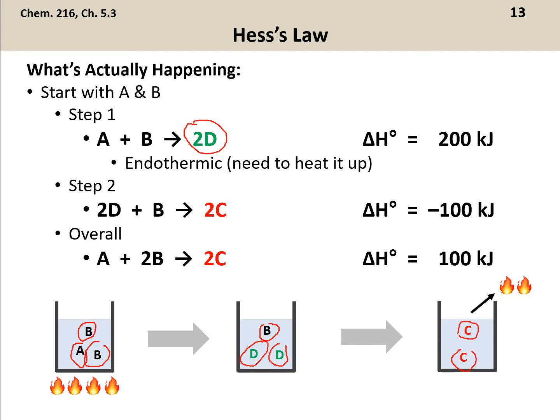But now this step was exothermic. It was giving off heat. It was negative. So I put heat into it, and then I got heat out. But overall, I put more heat, 4 fire emojis. Here I have 2. So I put more heat in than I got out. So that's why my delta H ends up being positive, because I have more I have to put in.